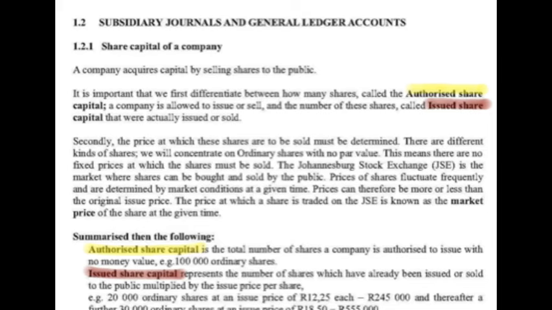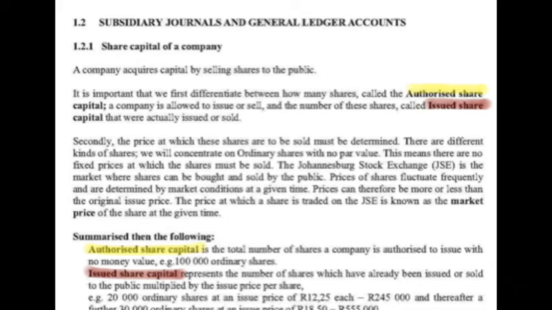Now, the second shares that we deal with in a company is called issued shares, and that's actually more important than the authorized shares, because the issued shares are the shares that are actually sold to the public.